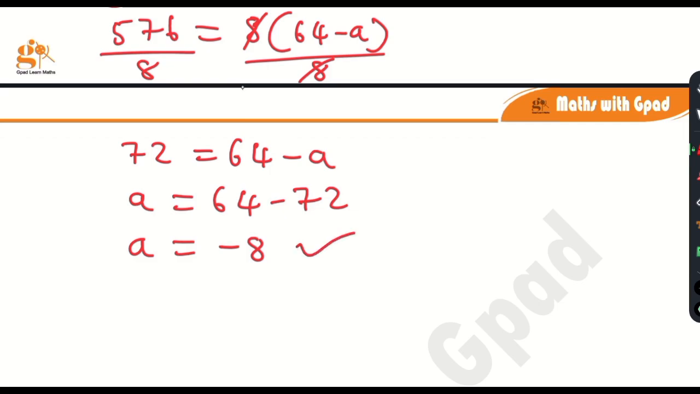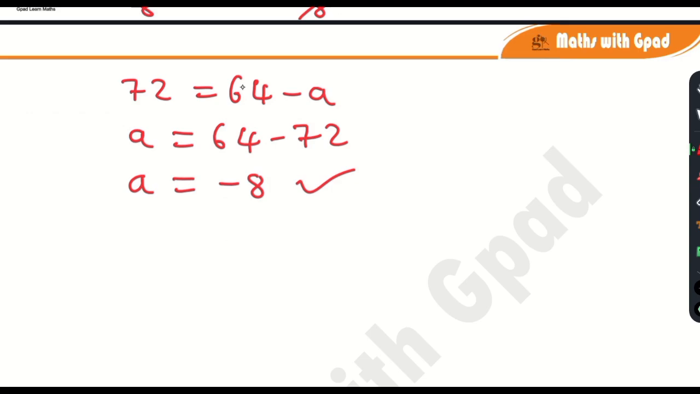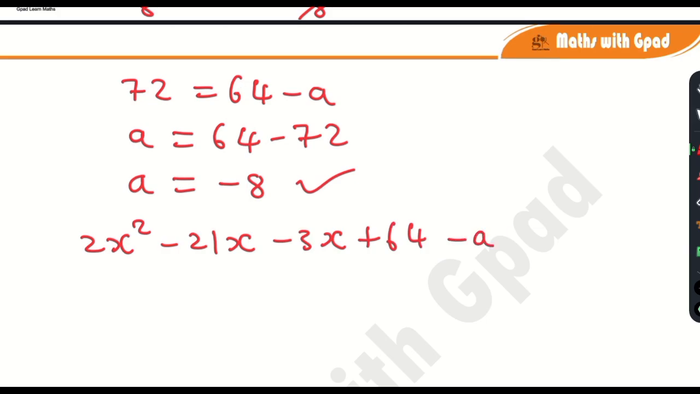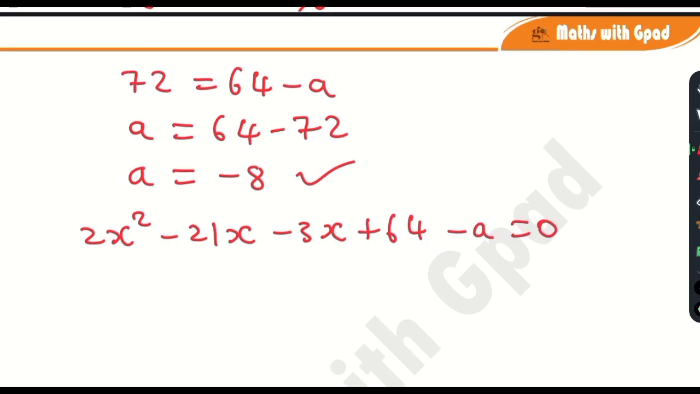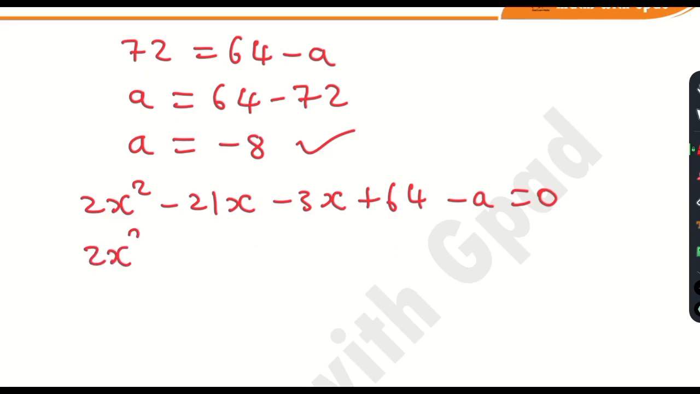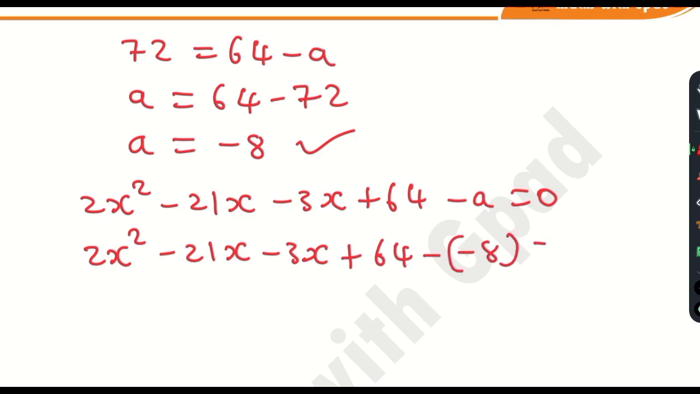We'll plug in the value of a into that equation we had before, which was what? 2x squared minus 21x minus 3x plus 64, plus 64 minus a is equal to 0. We already know what a is. A is what? Minus 8. So that would be 2x squared minus 21x minus 3x. Oh, I already simplified this, but let's just have it like that, plus 64. A is minus 8, so that's minus, then minus 8. Remember, a is minus 8, is equal to 0.